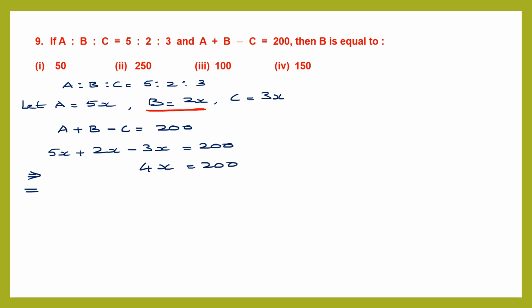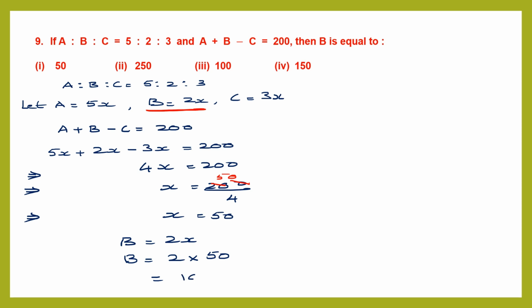Now we can find the value of x. X is equal to 200 divided by 4. So 4 5's are 20 and then the 0, so that makes it 50. So x is equal to 50. We have found the value of x. And look at this, we have to find only B, isn't it? And B is 2x. So B is equal to 2 into x and x is 50, which is 100. So we have found our answer. B is equal to 100, and that is option 3 here.